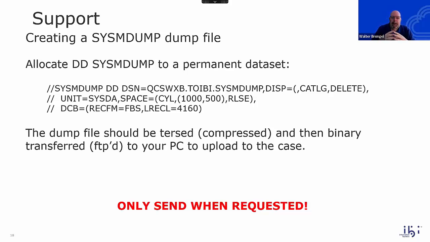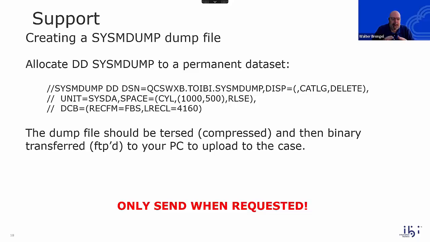So in order to capture the sysm dump, all you need to do is add a DD card to your JCL that says sysm dump DD DSN equals. In this case, I'm doing a new data set. So this position is new catalog delete, and I'm giving it 1,000 cylinders with 500 secondary. The DCB in this case needs to be FBS, and the LRECL is 4160. If you're running in TSO and we ask you to send a system dump, you can do the allocation via a Dynamalloc.